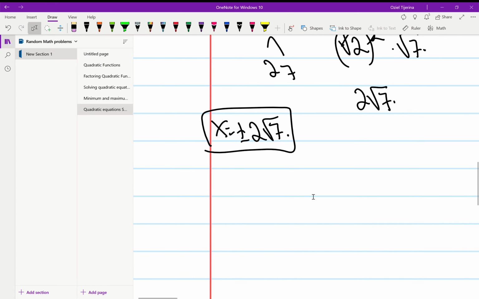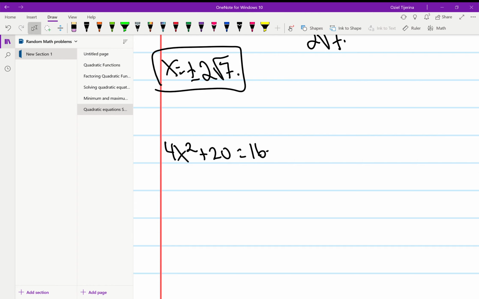Let's see if I can do one more. So let's see. Let's do 4x squared plus 20 equals 16, okay? Or actually, let's try to do a negative 4x squared plus 20 equals 16.